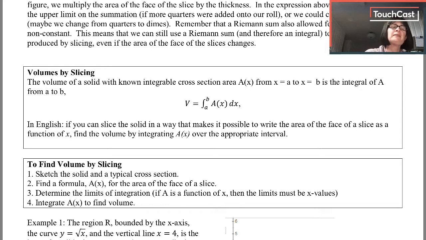So when this shows up on the AP test, they'll be very clear about what that shape is. So that's not going to be the issue. It's just going to be to write the formula for that area.